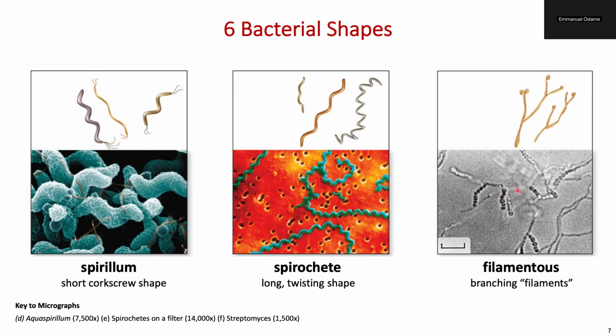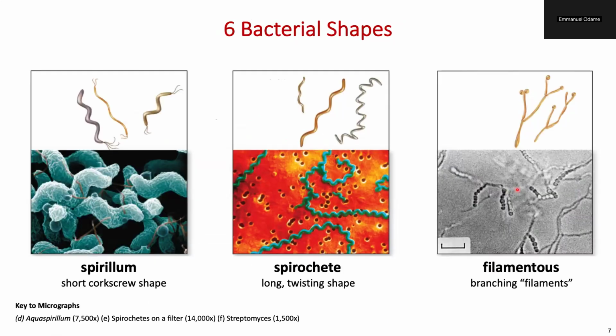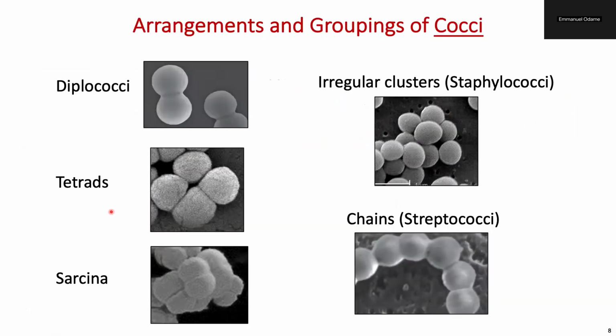As much as we've learned the bacterial shapes, we also have to understand their arrangements. They come in different forms of arrangement. The arrangement I'm going to talk about is from the coccus group, those that form the spherical shape. So back to this slide.